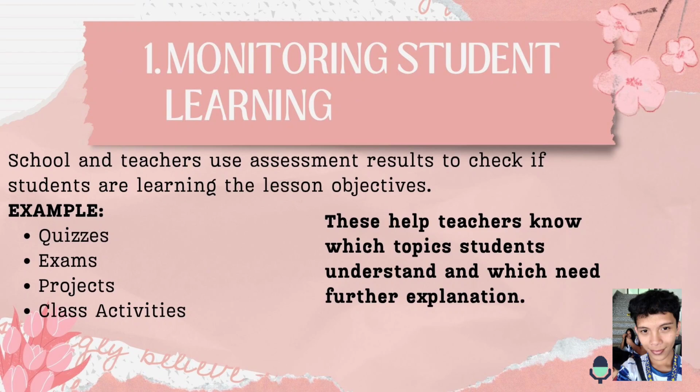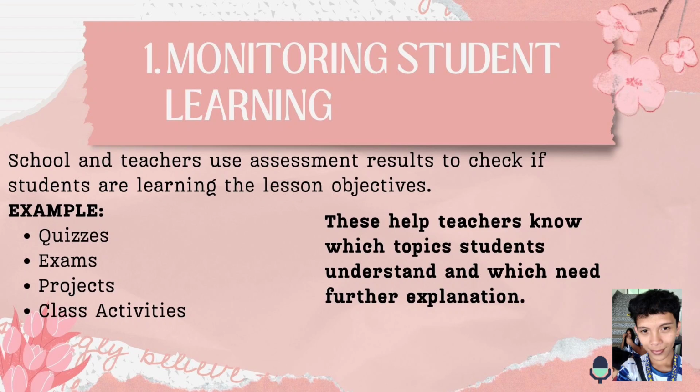So teachers and schools use different kinds of assessments to measure learning, and these include quizzes, exams, projects, and class activities, and many more. For example, after teaching a lesson, a teacher may give a short quiz. If most students answer correctly, it means they understand the topic. But if many students get wrong, it means that the lesson may be difficult.